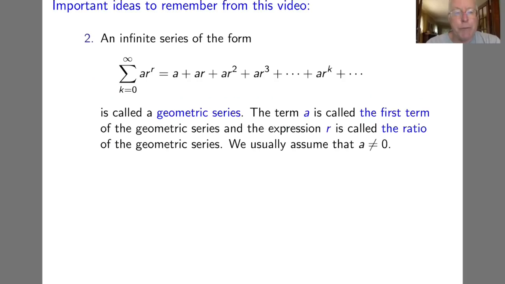We studied the geometric series. That's a series of the form summation k equals 0 to infinity of a r to the kth power. That goes a plus ar squared plus ar cubed, etc. This is called the geometric series. The term a is called the first term of the geometric series, and the expression r is called the ratio of the geometric series. We're going to usually assume that a is not equal to 0, assuming you can take care of the easy a equals 0 case on your own.